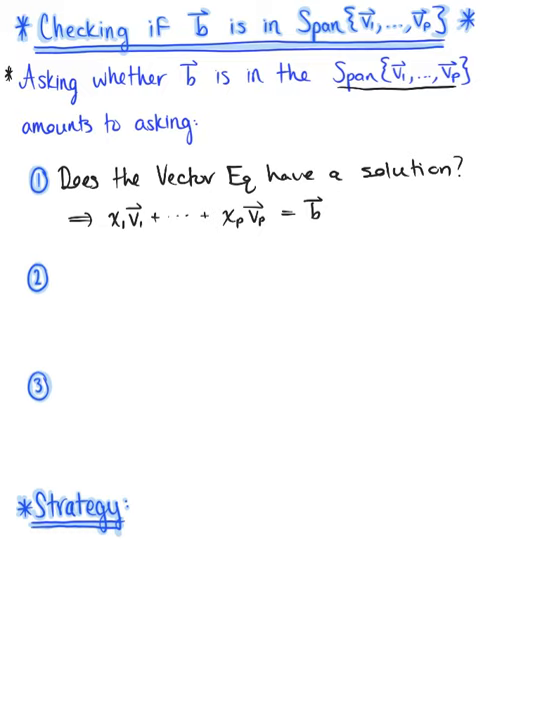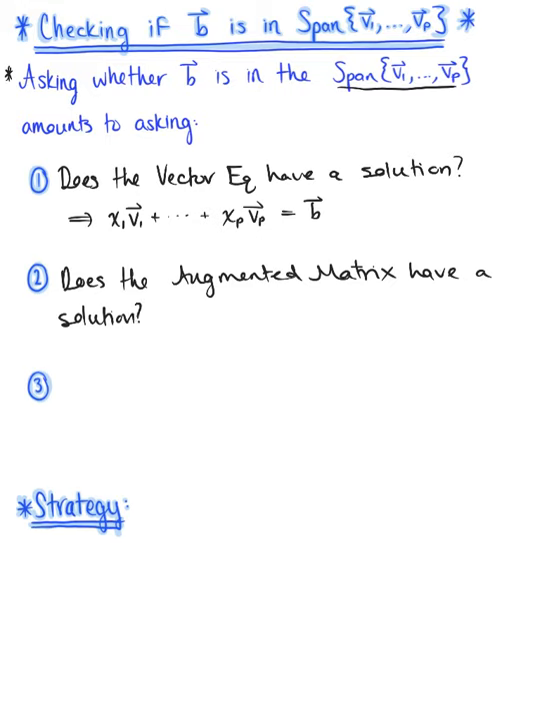So keeping this in mind, an equivalent way to ask if vector b is in the span amounts to asking, does the equivalent augmented matrix have a solution? So does the augmented matrix, again, have a solution? And we know that this is an equivalent way to ask because the vector equation is equivalent to the augmented matrix, vector v sub 1, v sub 2, all the way up to v sub p. There's your coefficient matrix being augmented with vector b.